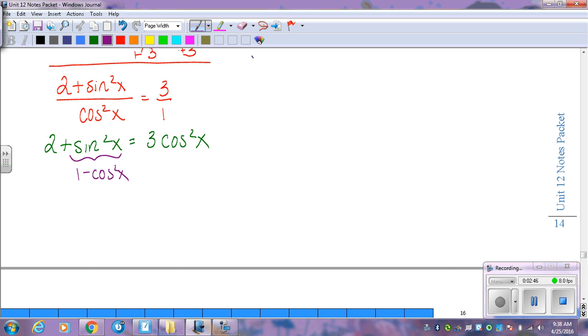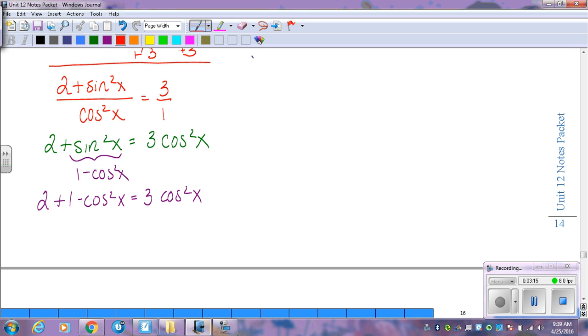All right, so what I have now is 2 plus 1 minus cosine squared x equals 3 times cosine squared x. Now, some of you may be asking right now, well, Mrs. Croft, how come you didn't change the cosine squared x into 1 minus sine squared x? And you could have also done that. So it's not going to matter. You could replace either one of them as long as everything is either sine or everything is cosine.